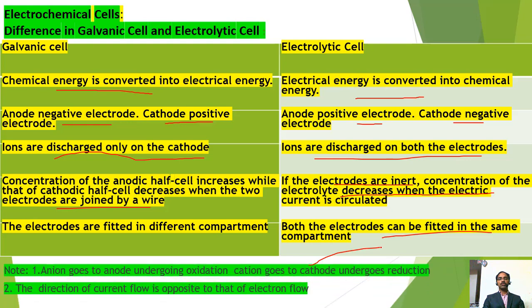Note, anion goes to anode undergoing oxidation, cation goes to cathode undergoing reduction. The direction of current flow is opposite to that of electron flow. See here, this is the thing. Electron flow and current flow are in quite opposite directions.